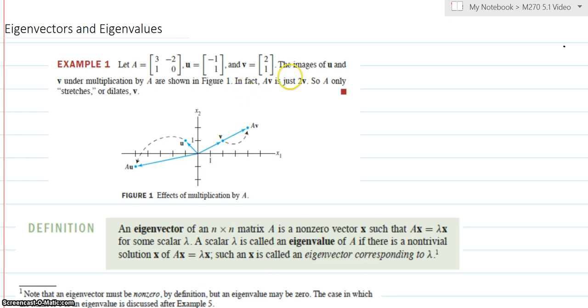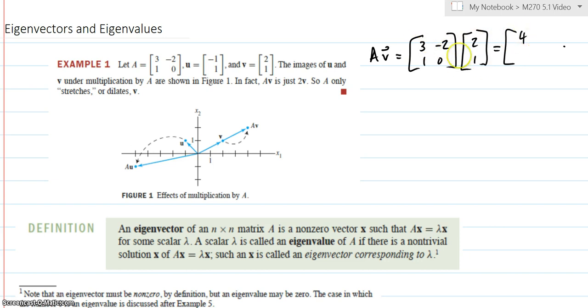Let's start with v. It says, in fact, Av is just 2v. So let's look at that and see if we agree with that. Let's look at Av. So what is A? Let's write that down, A and v, and multiply those together. A 2 by 2 with a 2 by 1 is going to be a 2 by 1, and that'll be 6 minus 2, which is 4. And the second entry would be 2 plus 0. And if we notice, this is just 2 times the original v.